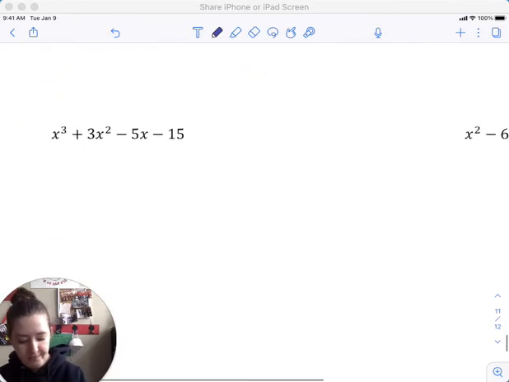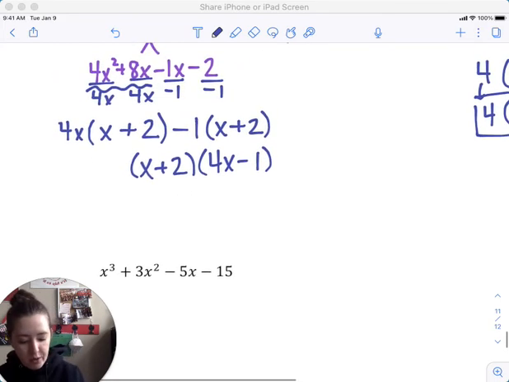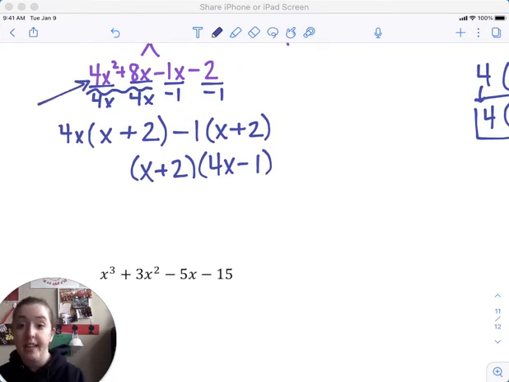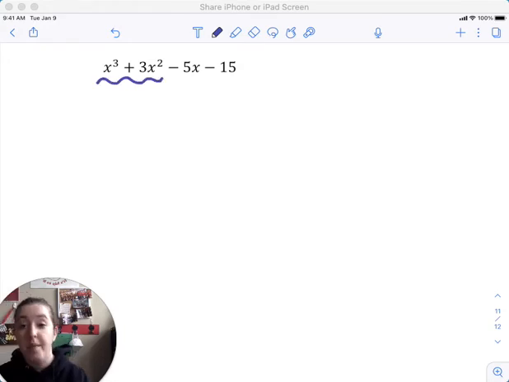All right. Do we have a greatest common factor with x cubed plus 3x squared minus 5x minus 15? No. With all 4 of those, do I have a greatest common factor? No. So now, since I have 4 terms, I'm going to factor by grouping. Factoring by grouping is this step right here. So you've done it several times. We're going to look at our first 2 terms and find the greatest common factor of x cubed plus 3x squared. My greatest common factor there is x squared.